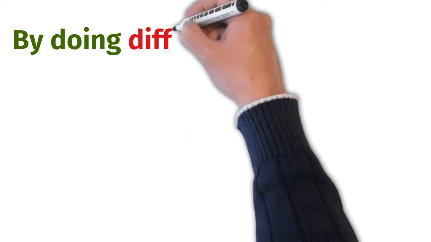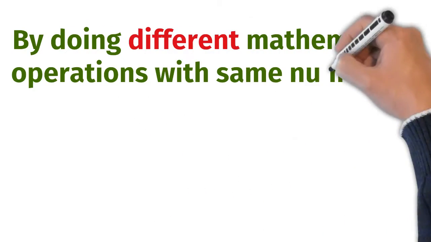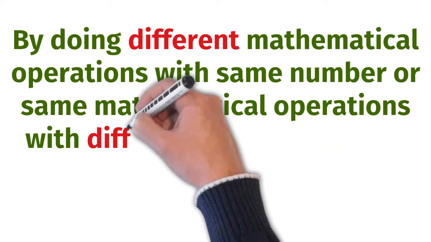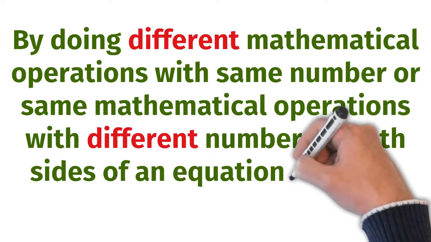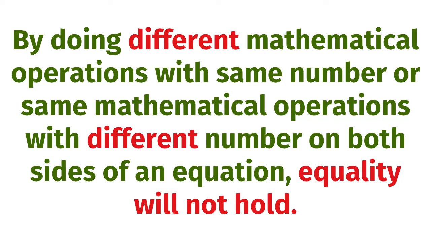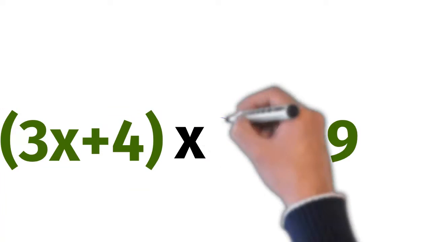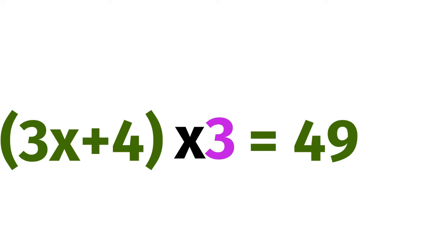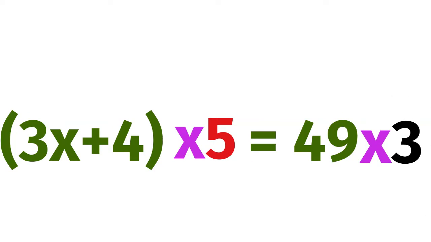However, by doing different mathematical operations with the same number, or the same mathematical operations with different numbers, on both sides of an equation, equality will not hold. For example, if we multiply by 3 on the LHS and add 3 on the RHS of an equation, then equality will not hold. Similarly, if we multiply by 5 on the LHS and by 3 on the RHS of an equation, then also equality will not hold.